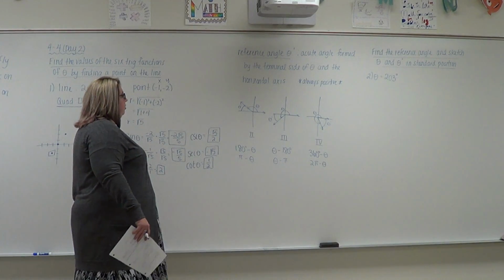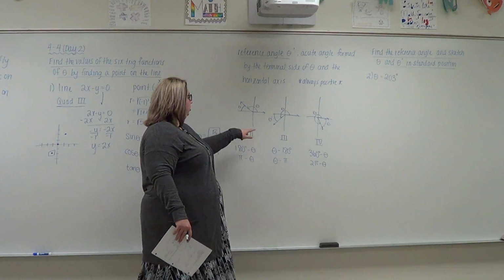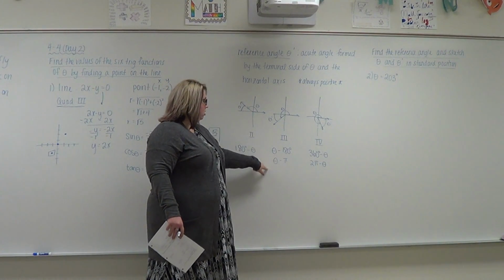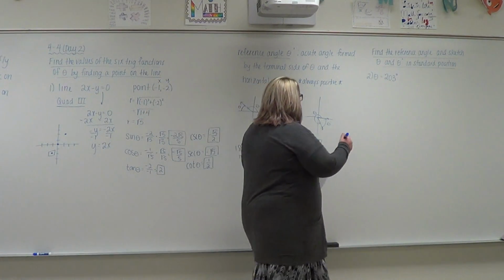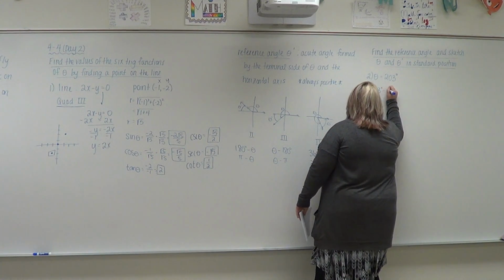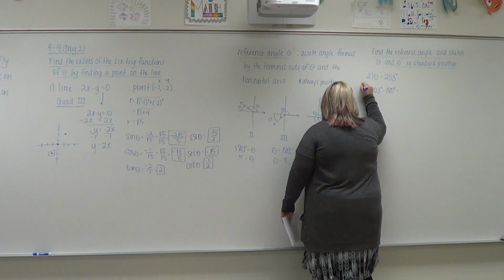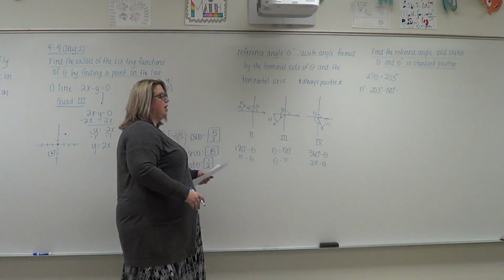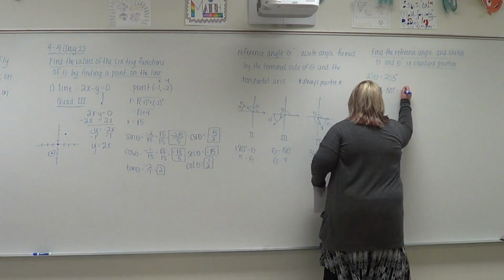Okay, so 203 degrees. First off, figure out what quadrant that's in. So that's in quadrant 3. So in quadrant 3, it says we're going to take our angle minus either 180 degrees or pi. Well, since this is in degrees, I would take my angle minus 180 degrees. When you do that, that's going to give you your reference angle. So my reference angle is 23 degrees.